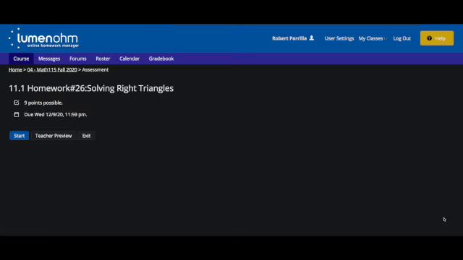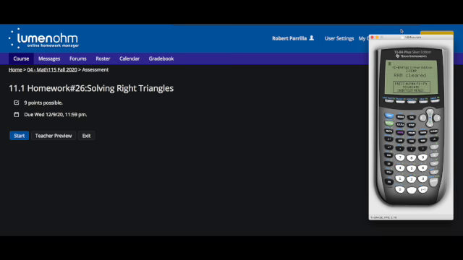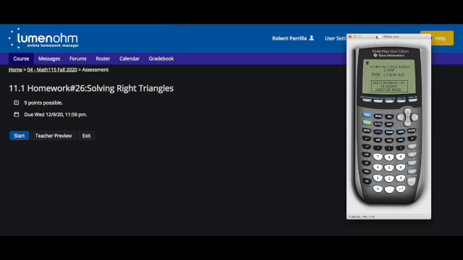Okay, we're going to do homework 11, section 11.1, homework 26, solving right triangles. And we're going to use all the SOH CAH TOA knowledge that we've amassed in the last couple of days. These are fairly easy, but you should be warned that you are going to need this calculator to work with, or any other scientific calculator, but you got to make sure yours is set up to work correctly.